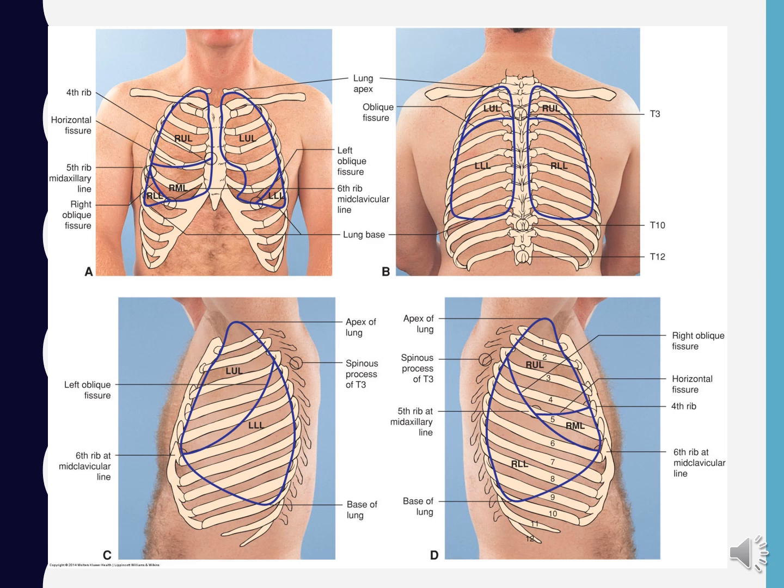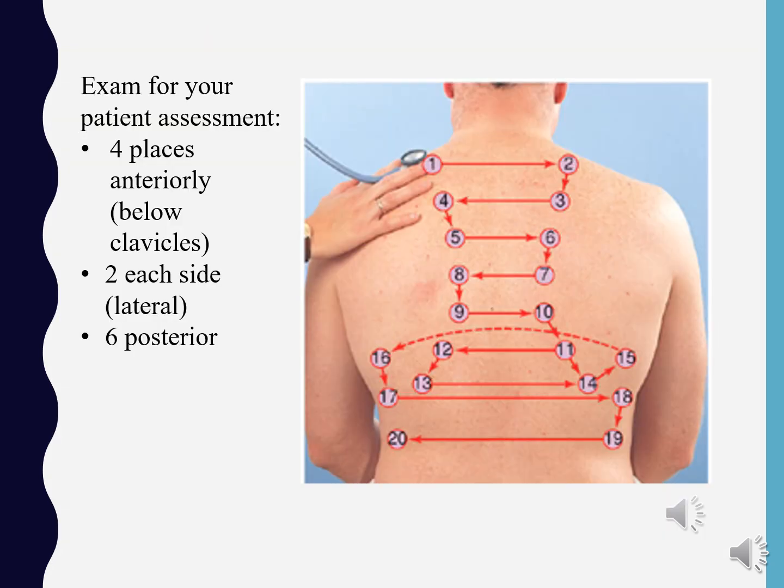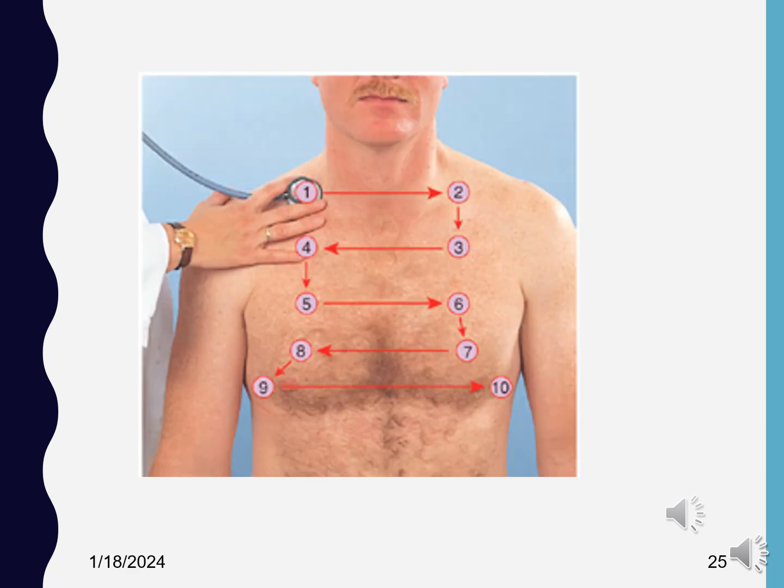So here's an example of where and what we're listening for. I think it's important to note the location and what lung sounds you are trying to assess. In Weber and Kelly, they have 20 different places to listen to posterior, but you are not going to have to do that. You're going to have 4 places anterior, 2 upper thorax, 2 lower thorax, and 2 each lateral, and then you have 6 posterior. Your 6 posterior are located in the 1 and 2 position, the 8 and 7 position, and the 17 and 18 position. In the front, your 4 places are in the 3 and 4 position and in the 9 and 10 position.